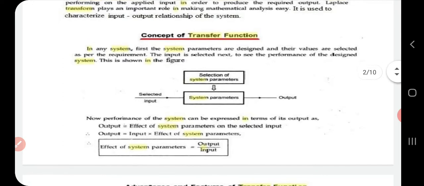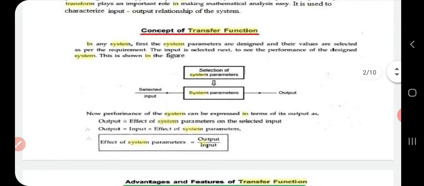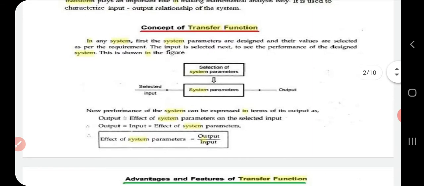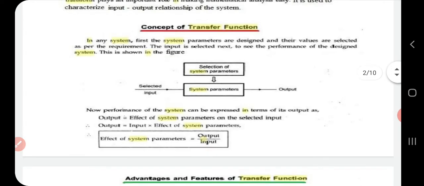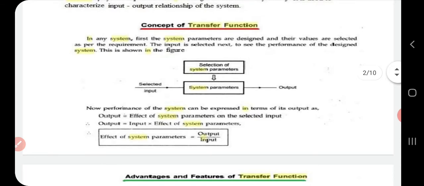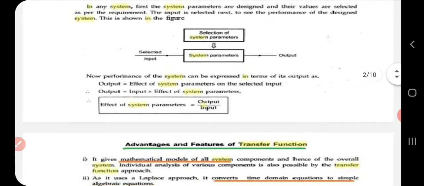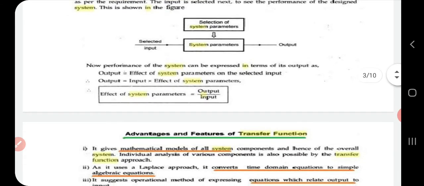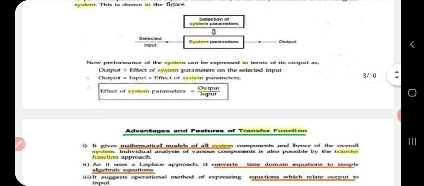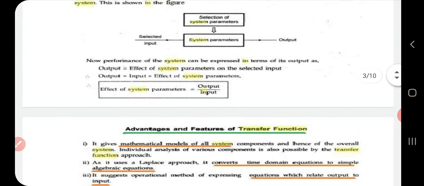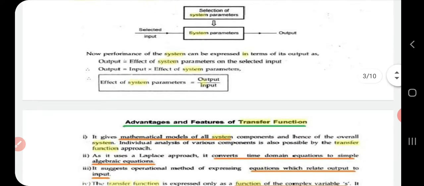Now, about the concept. In any system, first the system parameters are defined and their values are selected as per the requirement. Now the input is selected, next, to see the performance of the designed system. This is shown in this figure. We are giving an input, then the system parameters act, and finally we get the desired output. So the performance of a system can be expressed in terms of its output: output is equal to the effect of system parameters on the selected input, or output is equal to input times the effect of system parameters. Then the effect of system parameters will be equal to output by input.